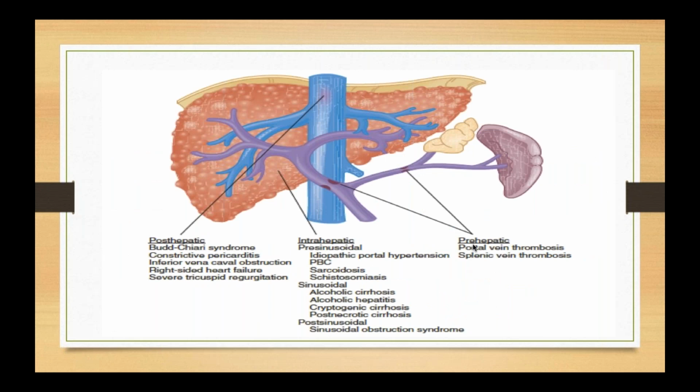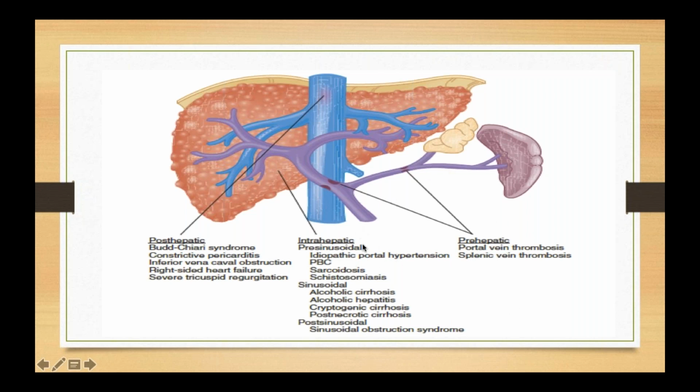So thrombocytopenia usually occurs. These are the causes of portal hypertension: prehepatic, portal vein thrombosis, splenic vein thrombosis. If there is isolated splenic vein thrombosis, we call it left-sided portal hypertension. Otherwise, portal vein thrombosis can occur, as in EHPVO.